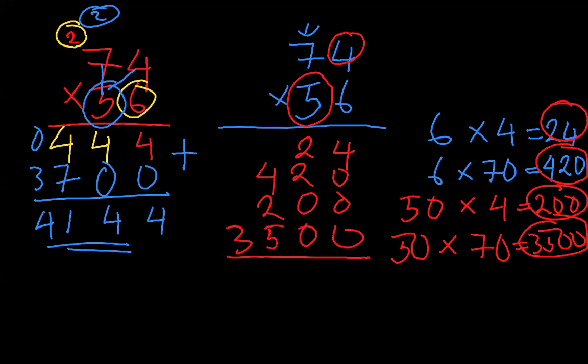So my addition gives me 4 and a 4, and that's 4 plus 2, which is 6. 6 plus 5, 11, 1, 1, and we get 4. So we get exactly the same answer.